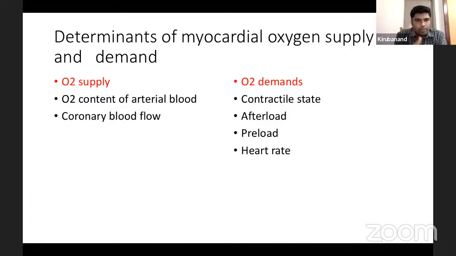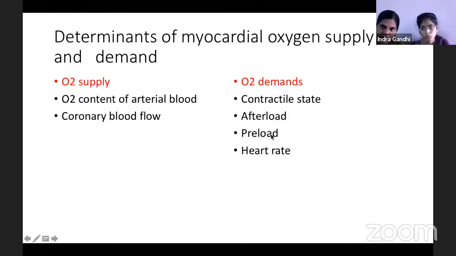So you mentioned coronary blood flow, O2 supply. So what are the factors that determine coronary blood flow? Coronary blood flow is determined by coronary perfusion pressure. Yes, sir. The formula is aortic diastolic pressure minus left ventricular end diastolic pressure.